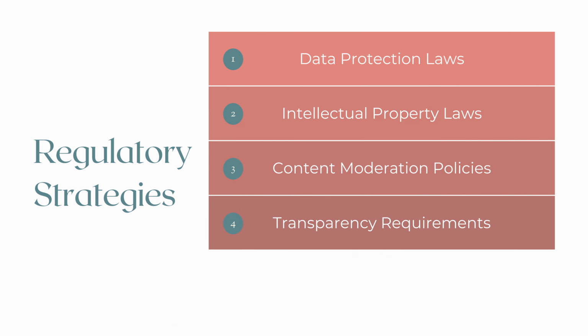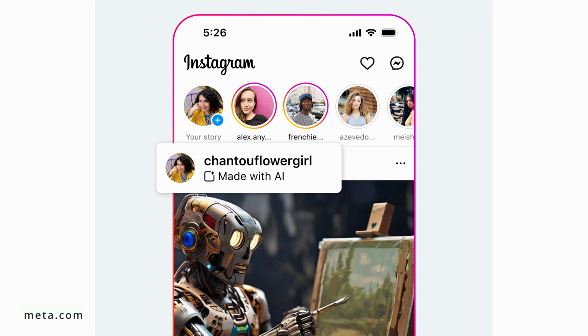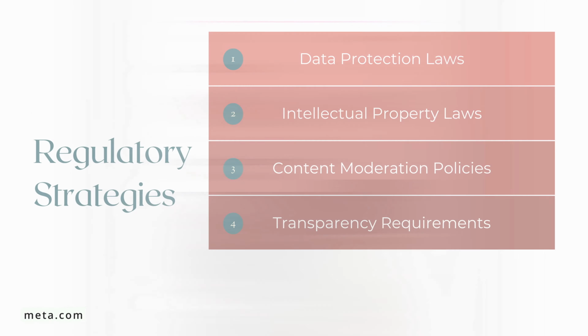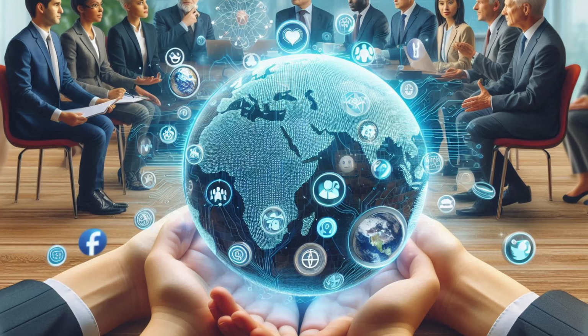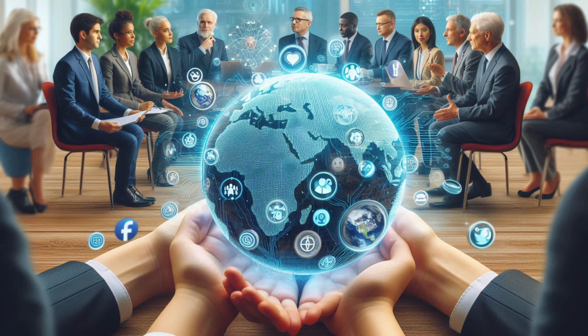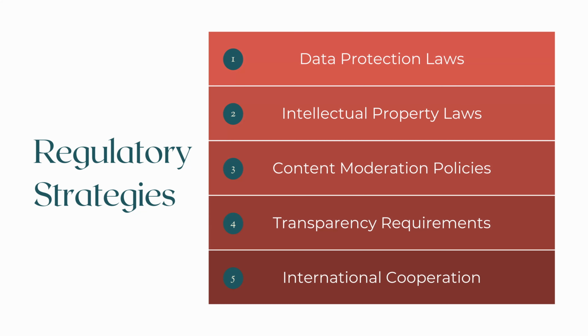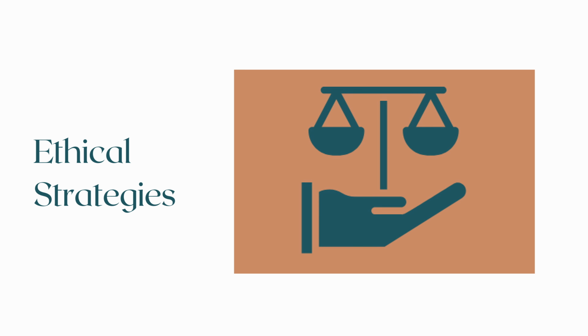Platforms must balance free speech with responsible content management. Transparency requirements, mandating disclosure of AI generated content. Transparency builds trust. International cooperation, collaborating globally to establish common standards. Unified standards prevent regulatory fragmentation. Regulatory strategies provide a foundation for responsible AI development. Now that we have explored regulatory frameworks, let's dive into ethical strategies for generative AI.